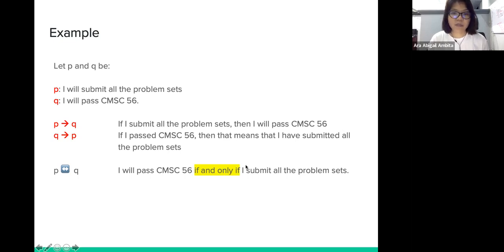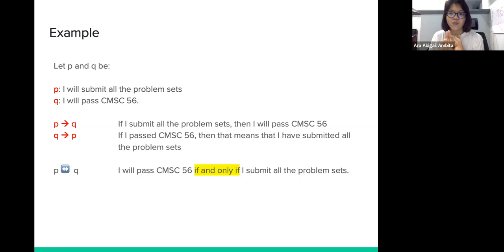all the problem sets. So this will be true if P and Q are both true, meaning if you pass ComSci 56, it only means that you submitted all the problem sets. And it will also be true if P and Q are both false. So if you did not submit your problem sets, then it's most likely that you did not pass your ComSci 56, or you will not pass your ComSci 56.